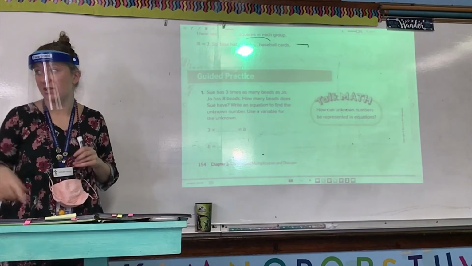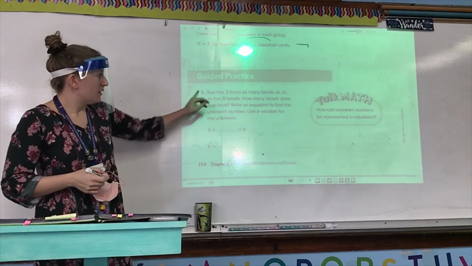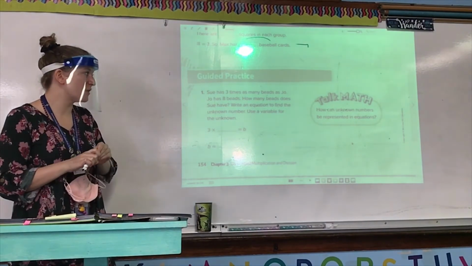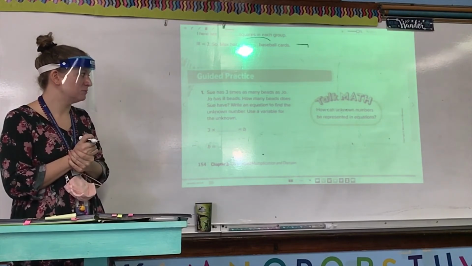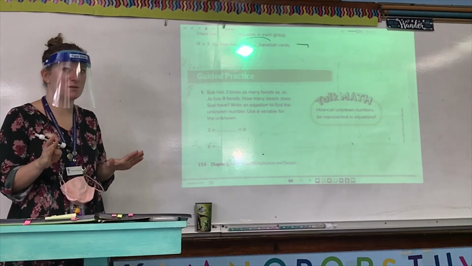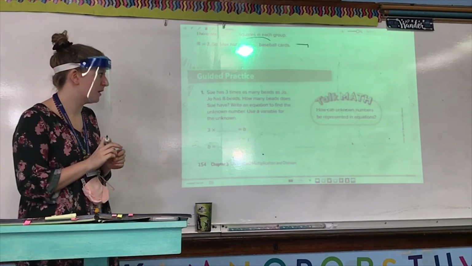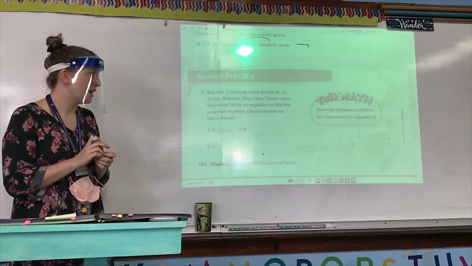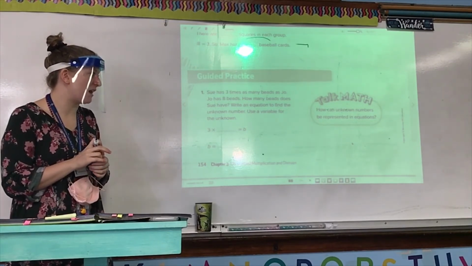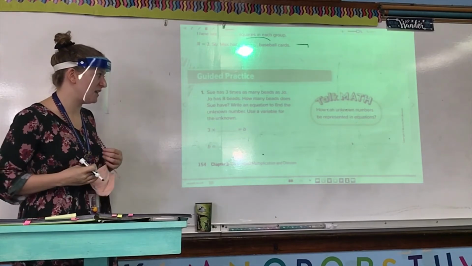Make sure that you're paying more attention to math. Number 1, Sue has 3 times as many beads as Joe. I see some important words, but I'm not going to box them yet because I want to make sure. Joe has 8 beads. How many beads does Sue have? Write an equation to find the unknown number.